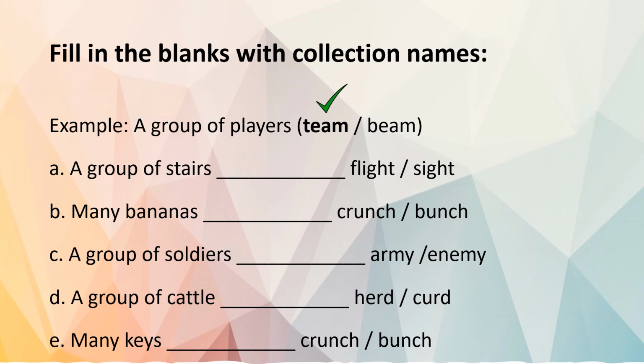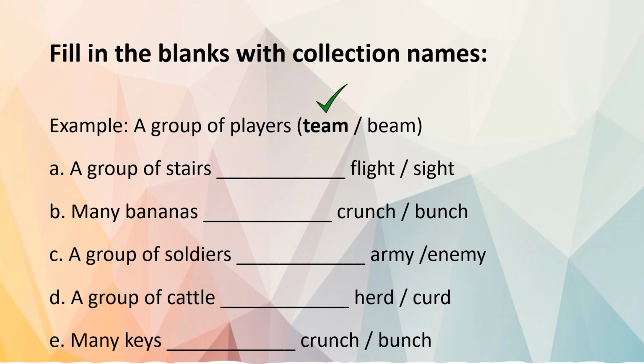Here is given the activity: fill in the blanks with collection names. Collection means group. Group names, collection names. Here is given one example, a group of players. What do we call them? Collection names. A group of players, and the options are given, team and beam. The right option is team. We call a group of players a team. It's a collection name. So let's start.